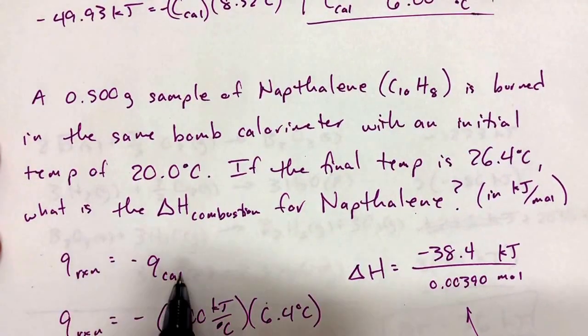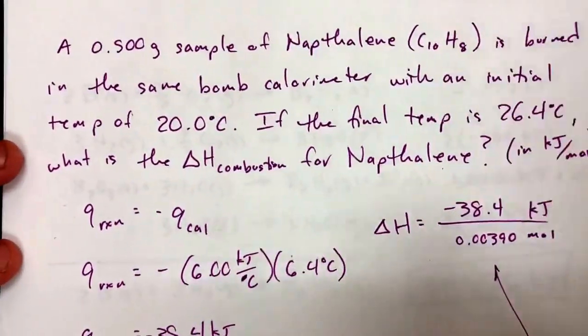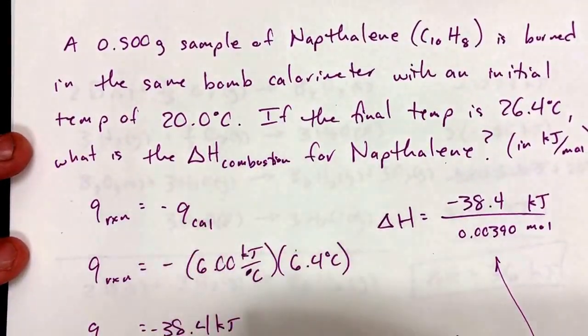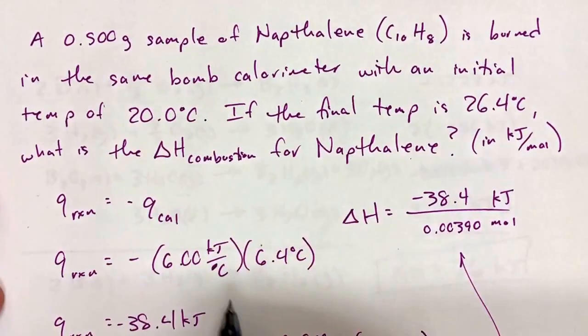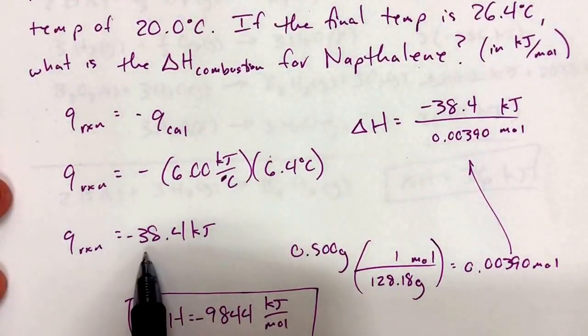So we have the Q of the reaction is equal to negative Q for the calorimeter, because again, we don't separate out the water in the calorimeter. Now we know C for the calorimeter, and we know the temperature change. We're subtracting the two, and so we can get Q for the reaction, which is negative 38.4.